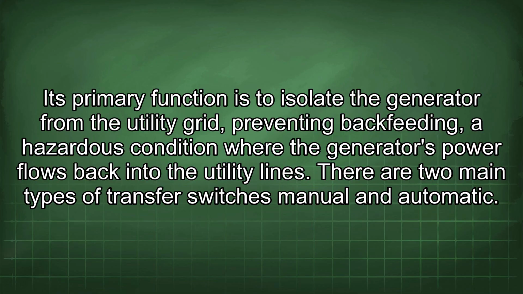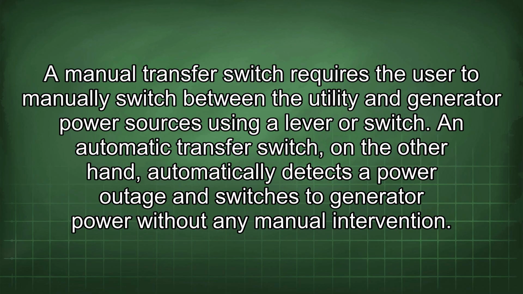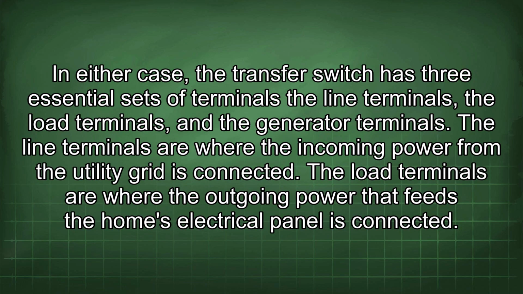There are two main types of transfer switches: manual and automatic. A manual transfer switch requires the user to manually switch between the utility and generator power sources using a lever or switch. An automatic transfer switch, on the other hand, automatically detects a power outage and switches to generator power without any manual intervention. In either case, the transfer switch has three essential sets of terminals: the line terminals, the load terminals, and the generator terminals.